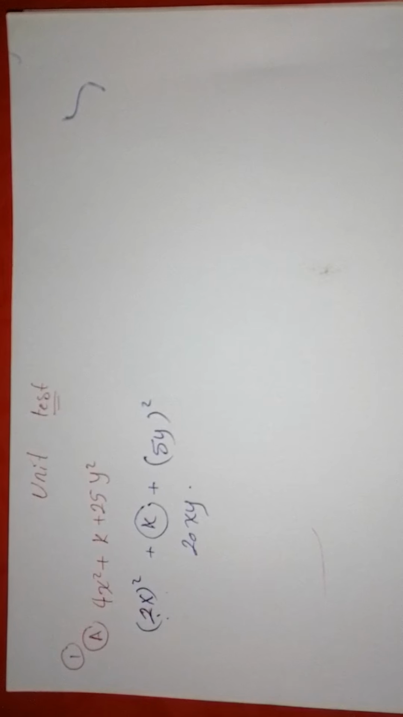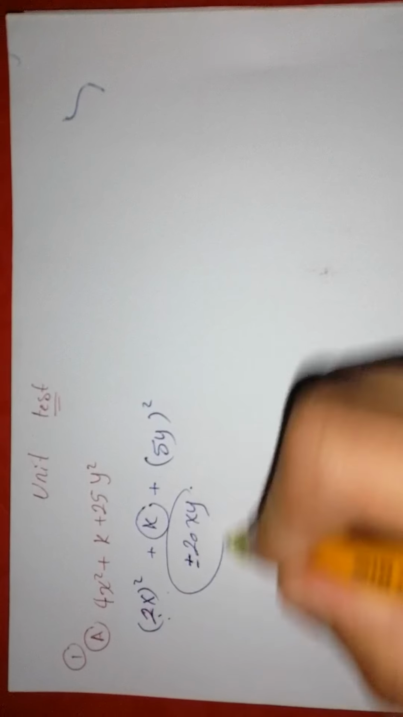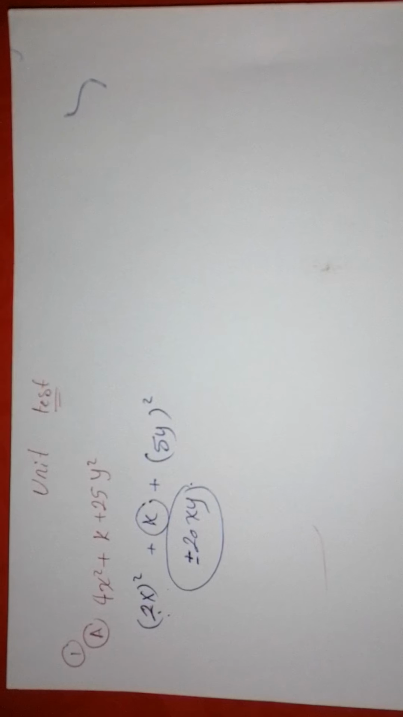20xy may be positive and may be negative. We don't have to keep any rules. Just we want to put the first term as a perfect square, and the third term as a perfect square, and then you can find the middle term.